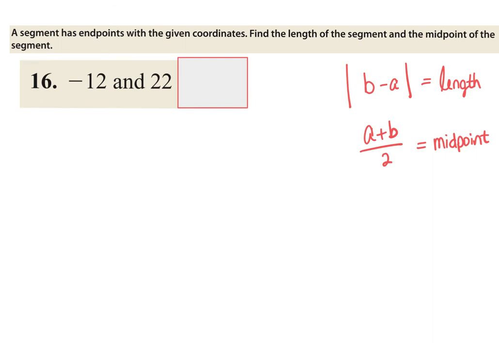If you subtract those and take the absolute value, you would get 34. Whether you do -12 minus 22, you would get -34, but you're taking absolute value. Or if you subtract the other way, you would get 22 minus a -12, positive 34 absolute value. Add them. -12 plus 22 is 10. 10 divided by 2 is 5. All right. Midpoint is not absolute value, so midpoint could be negative. All right, but length can never be negative.